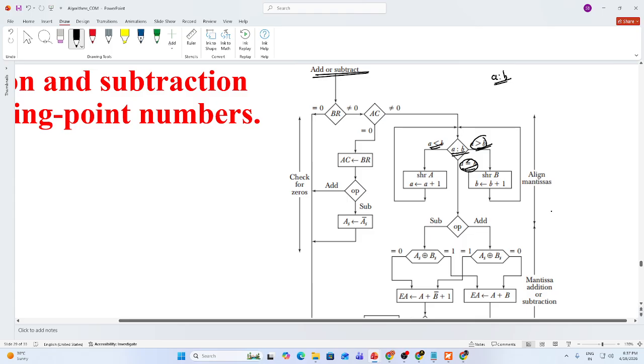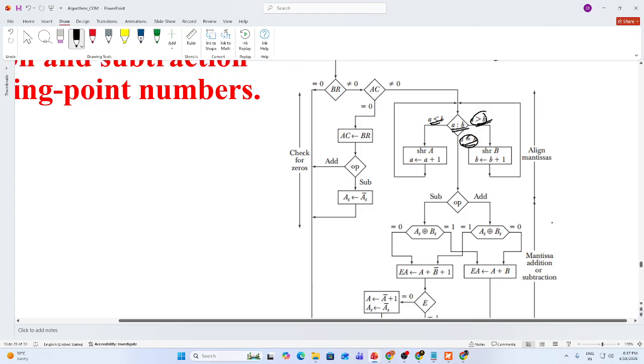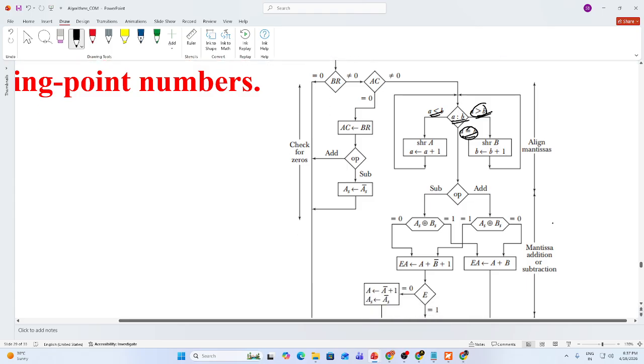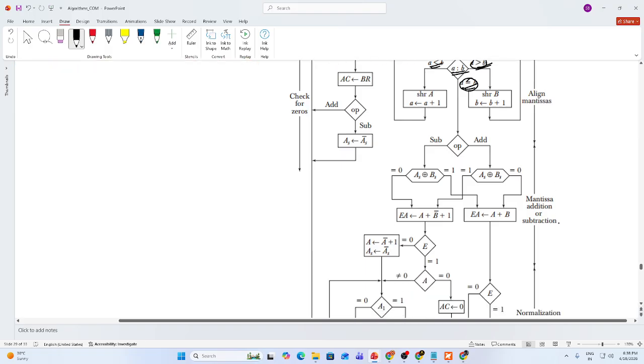So in the algorithm, now that the exponents are equal, I need to add or subtract the mantissas. So how to add or subtract the mantissas, see here. I just check the opcode, the operation. The operation may be addition or subtraction. In case of addition, if the signs are equal, I need to do the addition. If signs are not equal, I need to do the subtraction. In case of subtraction, if the signs are not equal, I need to do addition. If the signs are equal, I need to do subtraction. For a detailed explanation, go to the fixed point addition or subtraction, where I explained this in detail.